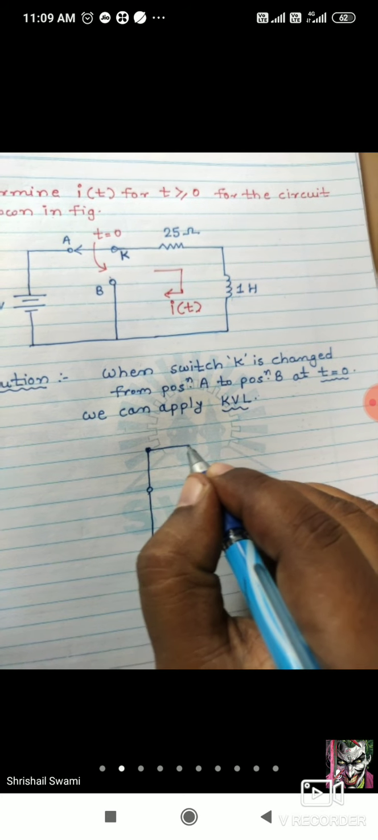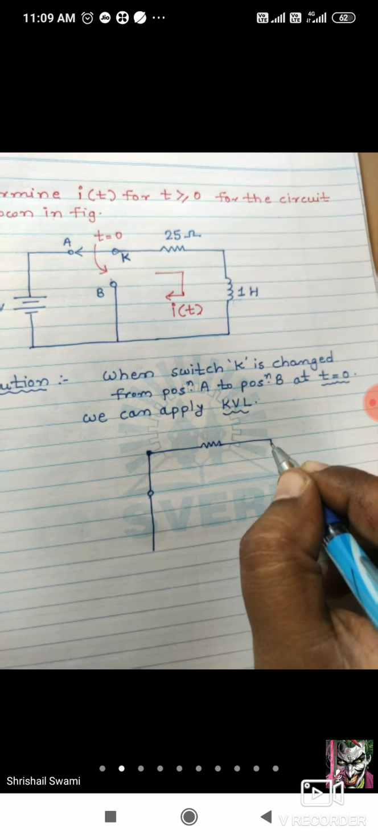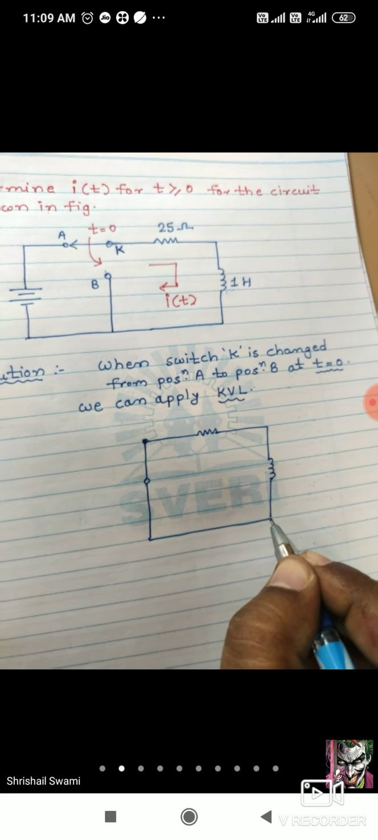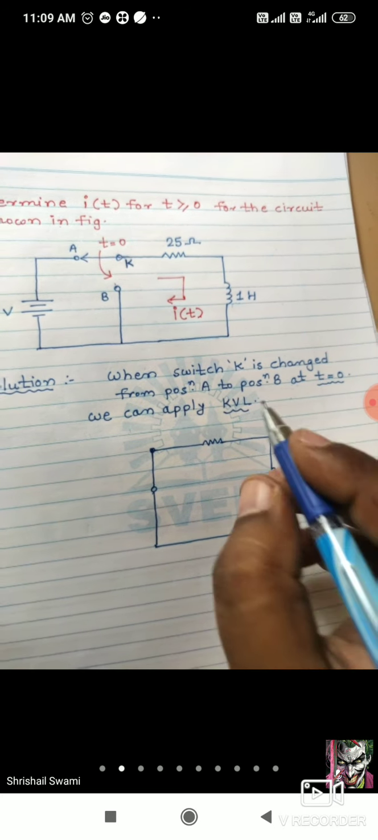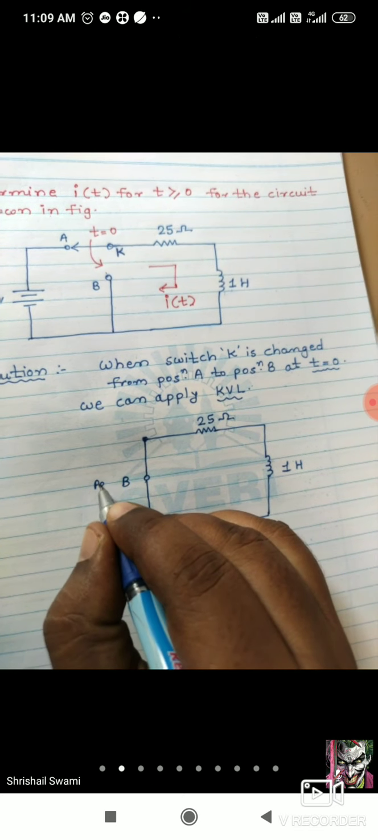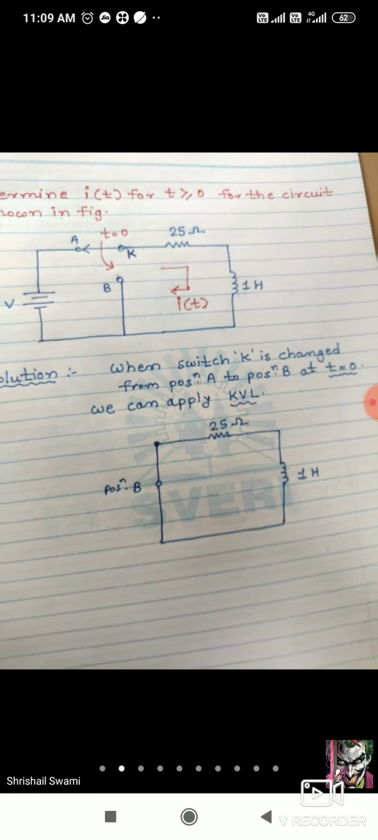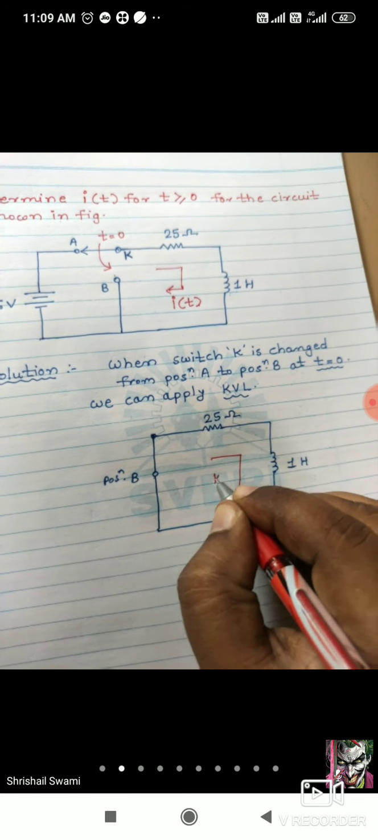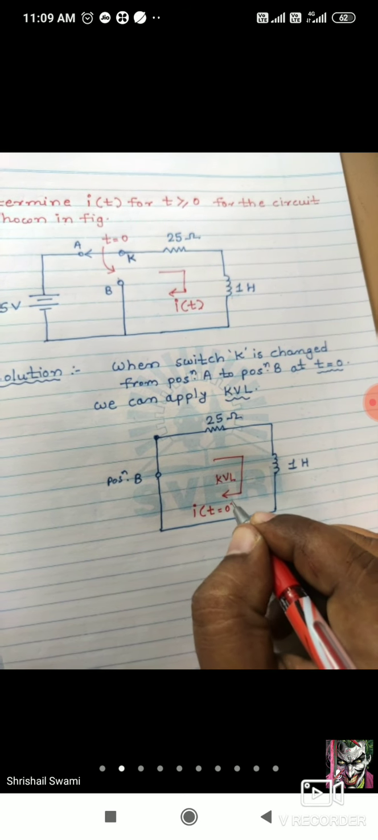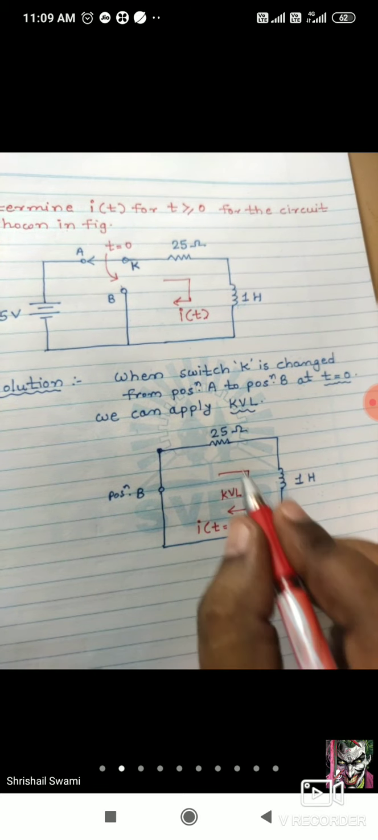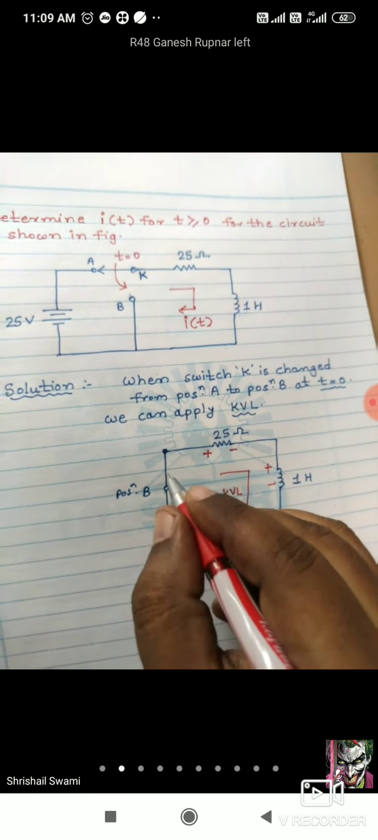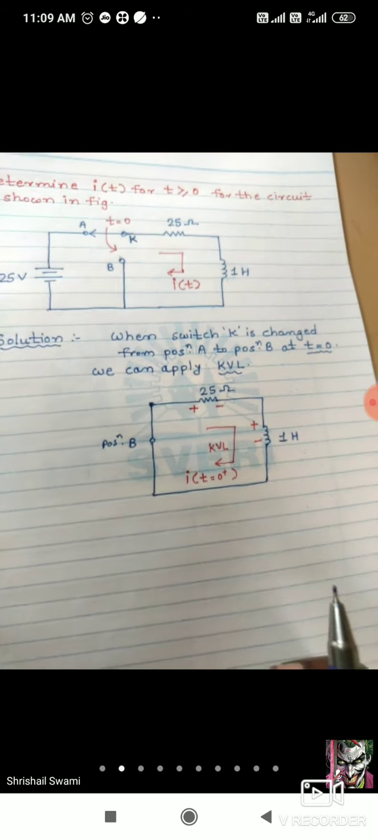So this will be the switch. This is your circuit. So this will be 1 Henry. This will be 25 ohm. Okay, and this will be the position B. So you can apply KVL here to find out I of t, at t equal to 0 plus actually. According to this direction of current, this is the plus minus, this is the plus minus, this is already 0 volt. So apply the KVL.